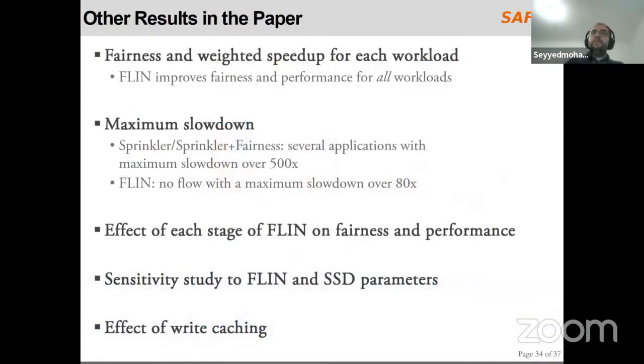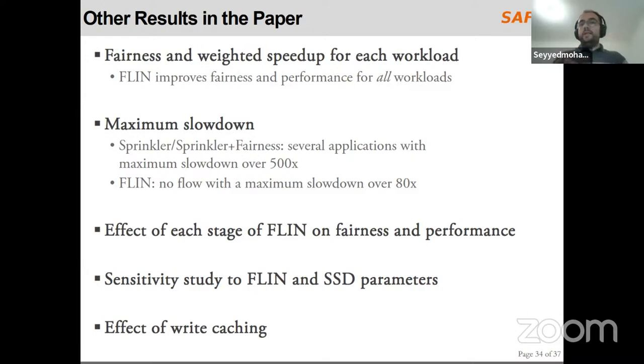Okay. We have many other results in the paper. We have fairness and weighted speedup for each workload. We also analyzed the maximum slowdown. With Sprinkler and Sprinkler plus fairness, several applications have a maximum slowdown over 500 times. But using FLIN, we observed that there is no flow with a maximum slowdown over 80 times. And also the effect of each stage of FLIN.